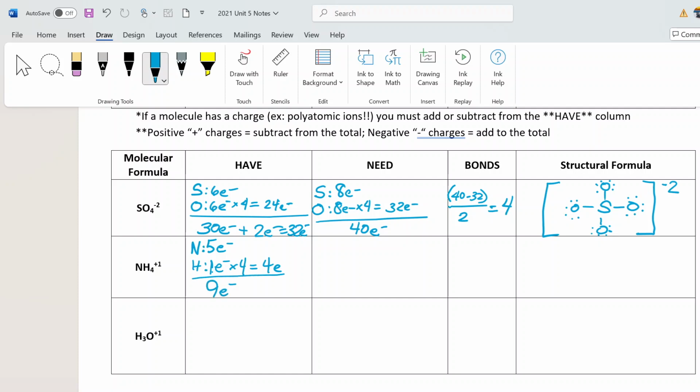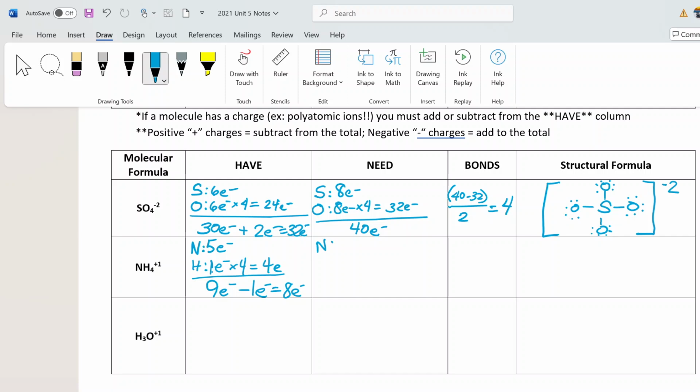Okay, so this should set off some warning bells in your head. Ding, ding, ding. I have an odd number of electrons. So if I try to divide this by 2, I'm not going to get my bonds to come out correctly. Well, I have a +1 charge, so I need to subtract 1 electron from here, giving me 8. So my need and have columns always must be even numbers. Okay, so I have 8 electrons there.